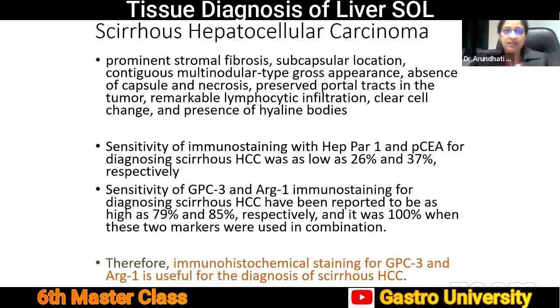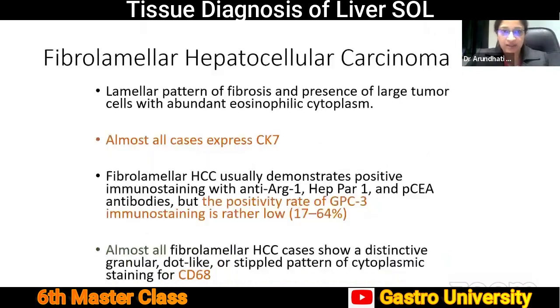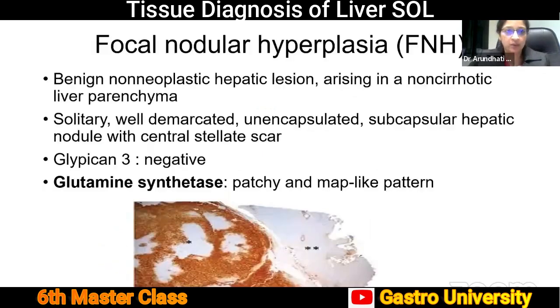A few pointers in serous hepatocellular carcinomas. Glypican and arginase have a slightly lower sensitivity, whereas immunohistochemical staining for glypican is slightly better than HEPAR1 or polyclonal CEA. So these markers are preferred in serous variants. In fibrolamellar variants, a point to note is that almost all cases express CK7 and CD68. CK7 is usually negative in the conventional hepatocellular carcinomas.